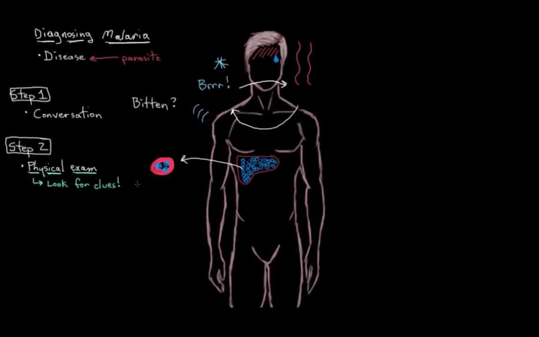So we know something might be going on in the liver, right? So we actually feel for the liver to see if it's enlarged. Because all of the inflammation that would be happening if the liver cells were bursting or if they were infected, that would make the liver enlarge a bit.